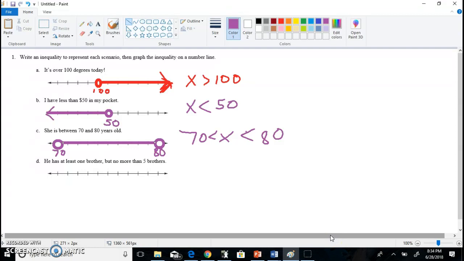Okay, he has at least one brother, but no more than 5 brothers.